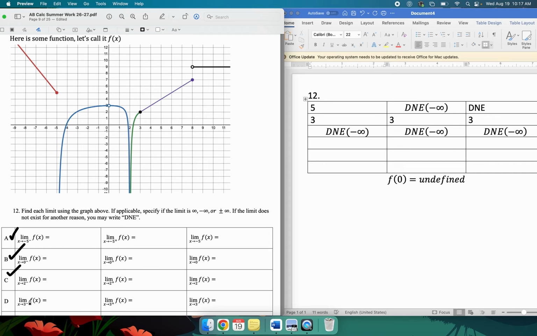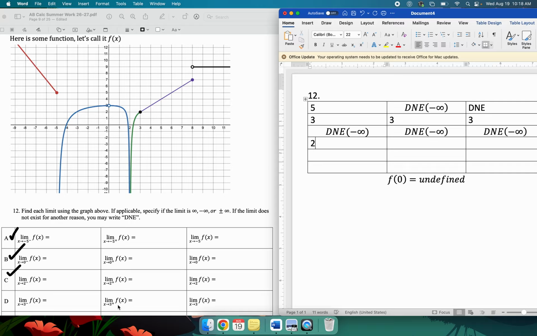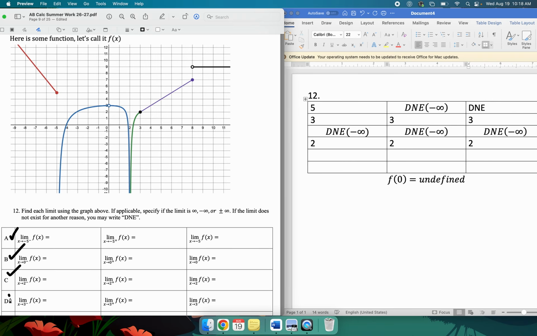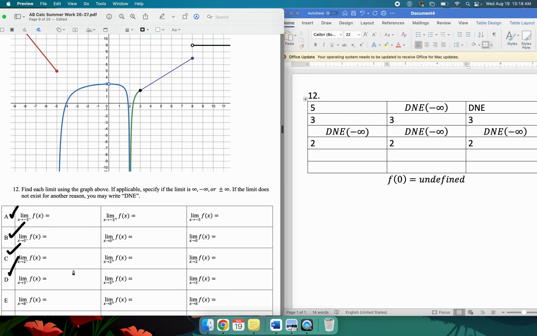D, limit as x approaches 3 from the left. As x approaches 3 from the left, the y values are approaching 2. There's actually nothing interesting happening at this point, really. So yeah, that's 2. As you approach 3 from the right, what are the y values approaching? Well, also 2. Cool. And the two-sided limit. Does the two-sided limit exist? Yeah, because the left and the right-hand limits both exist, and they match. They're 2, right? So this guy is also just 2. Cool. So that's D. Moving on to E.